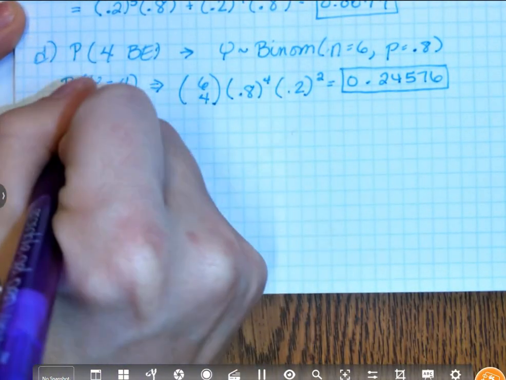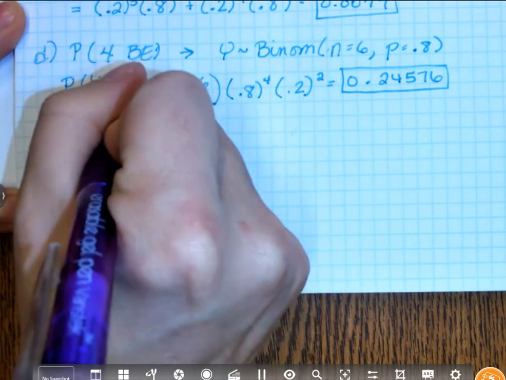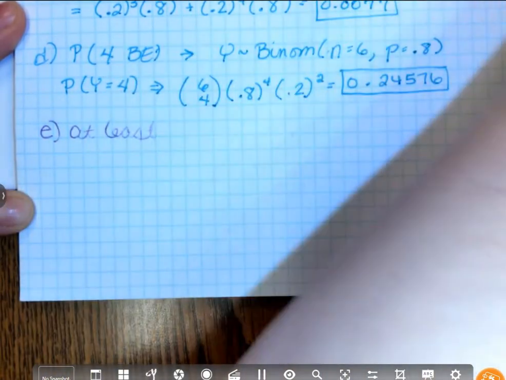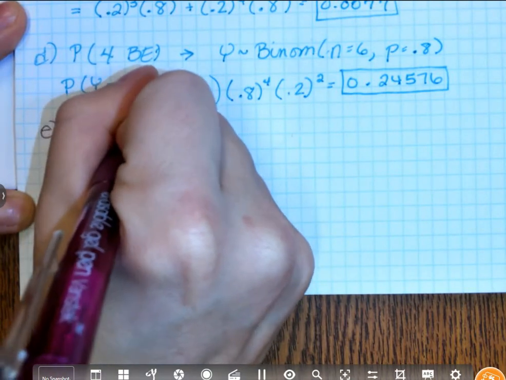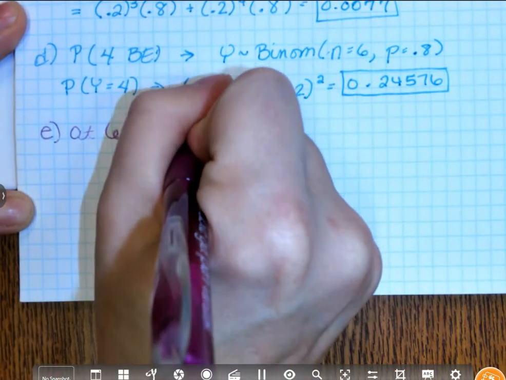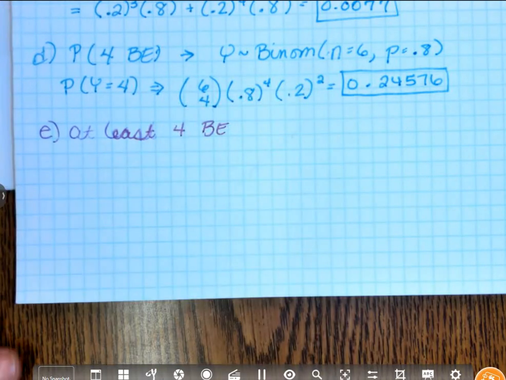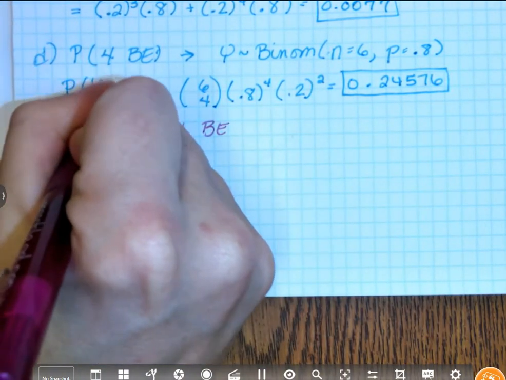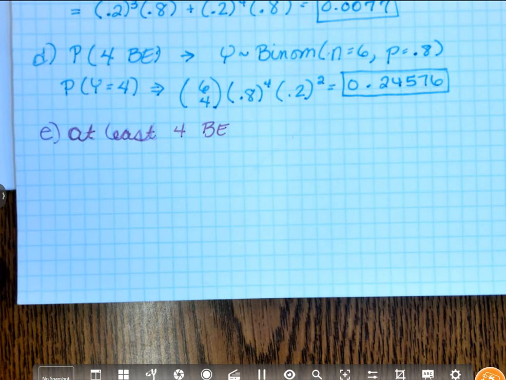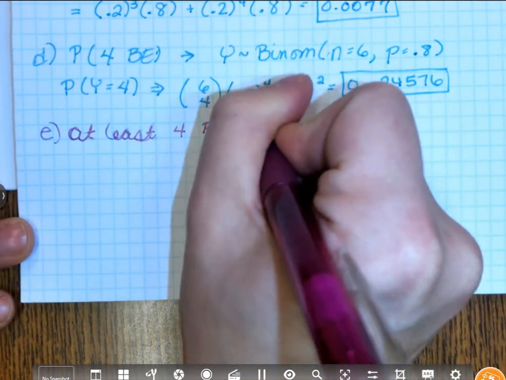E says at least 4 bullseyes. Is this binomial or geometric? Is this a go until or a set number of trials? This is a set number of trials, right? So my set number of trials, this is going to be binomial.